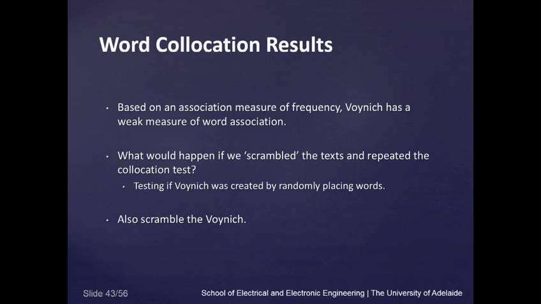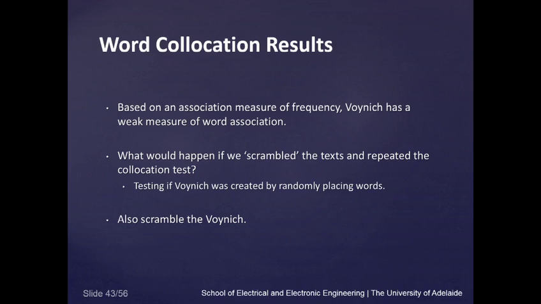But we wanted to see what would happen if we scrambled the text and repeated the collocation tests. One of the main hypotheses for the Voynich is that it's a hoax. If it was a hoax, then maybe the text was written by randomly placing word tokens into sentences.